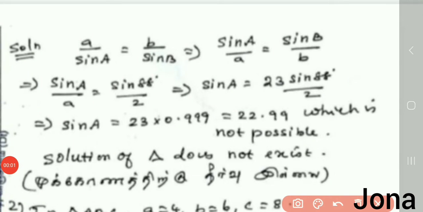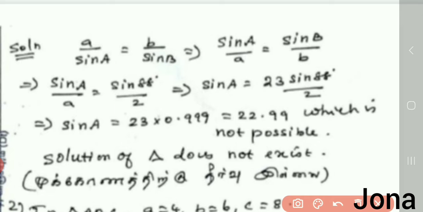Here I want to take the sine formula: a by sine A equal to b by sine B. So this formula can be written as sine A by a equal to sine B by b. Here it's already given, angle A is 88 degree. So we can substitute that: sine 88 degree divided by, instead of a, we can substitute 2.